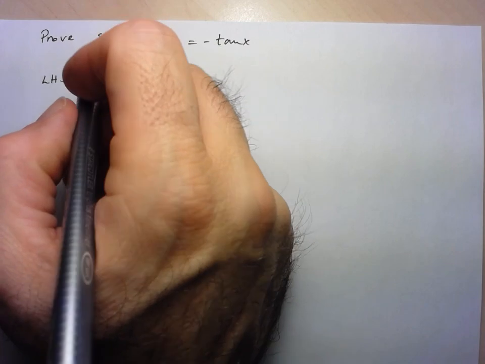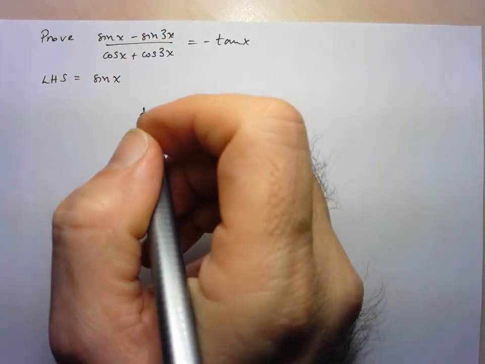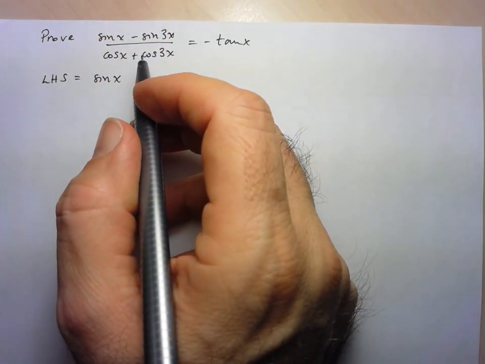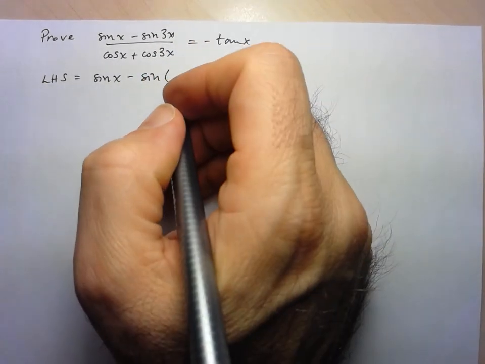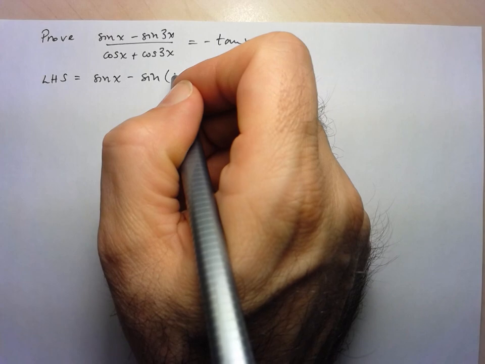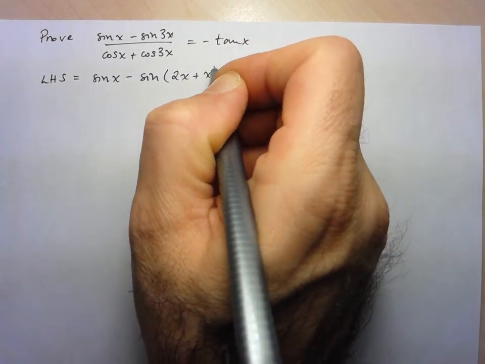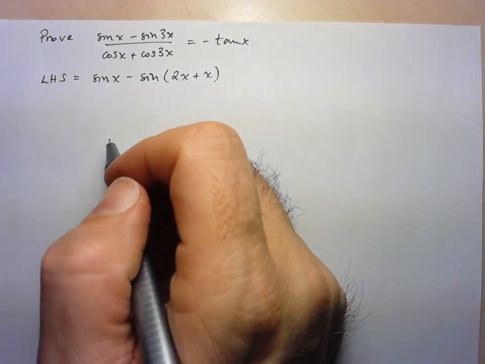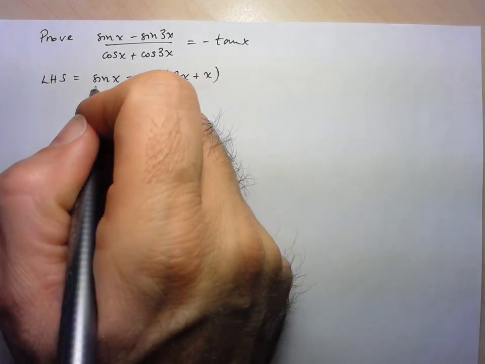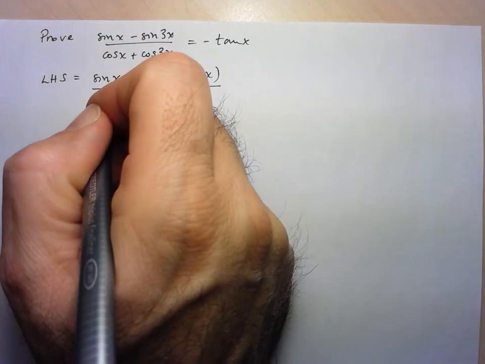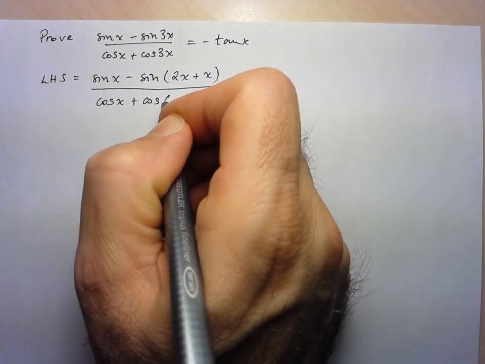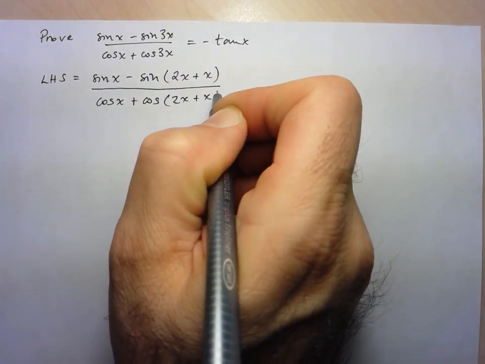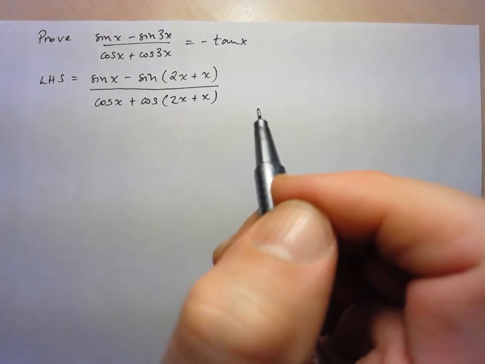Well, I can write it, because again, I'm trying to relate this to some of my other identities. The only thing I could think of here is to relate this to an addition and write this as sine of 2x plus x. And then I can use my addition formula for sine. And it looks like really it's the only thing I can think of for the denominator too, write cos 3x as cos of 2x plus x. Okay, so let's continue on here.